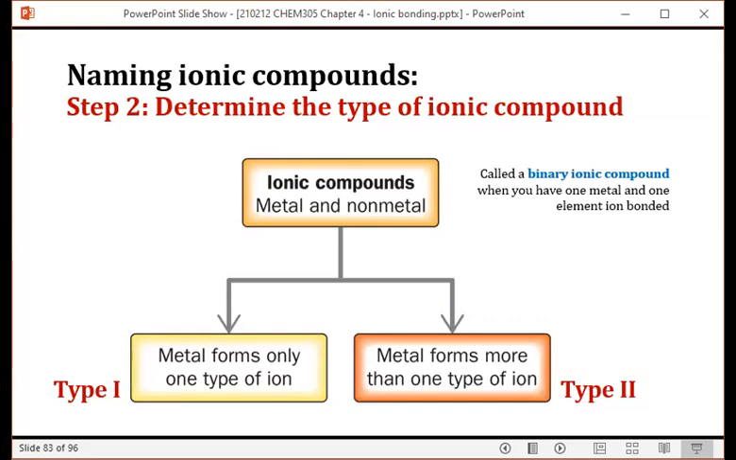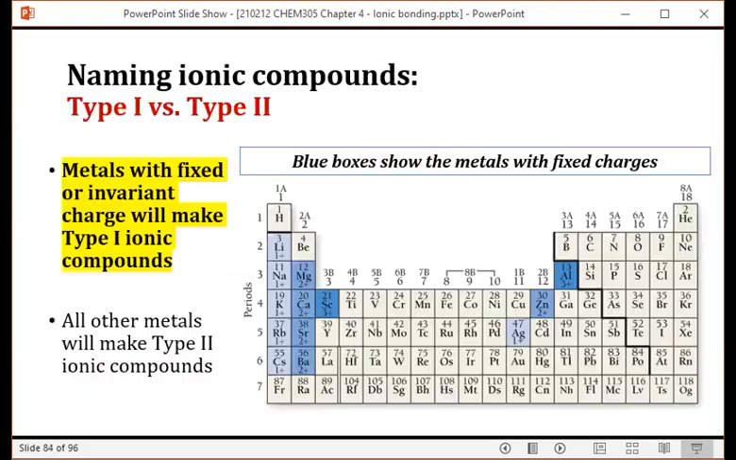Ionic compounds that just contain two elements, a metal and a nonmetal, are called binary ionic compounds. Those are a lot of the ones that we work with, but you can also have ionic compounds that contain polyatomic ions. So once you know it's an ionic compound, the next thing you do is figure out what type of ionic compound it is. Is it a type 1 ionic compound where the metal forms only one type of ion? Or is it a type 2 where the metal forms more than one type of ion, where the metal could have different charges depending on what it's bonded with?